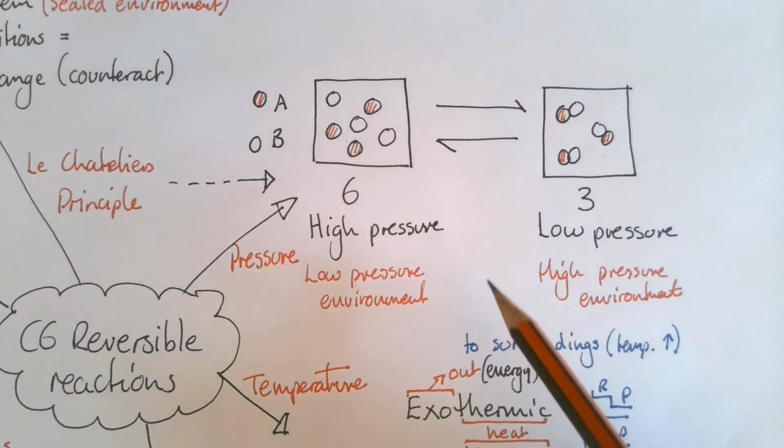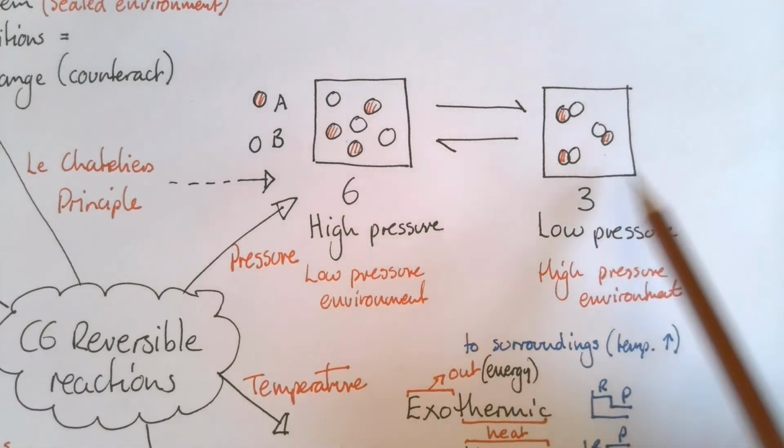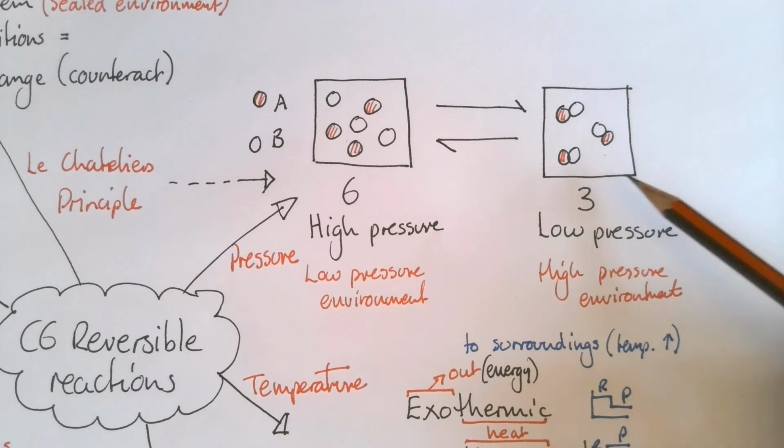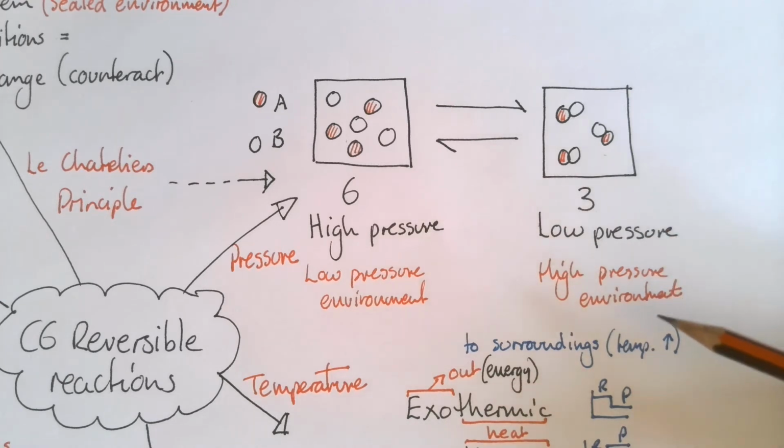Therefore then, if I want to produce more of this, I don't want to create an environment that is low pressure because the reaction wants to be low pressure. I've got to do the opposite. I want to create a high pressure environment to encourage the low pressure reaction to happen.